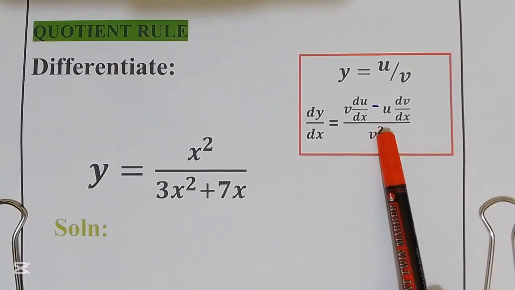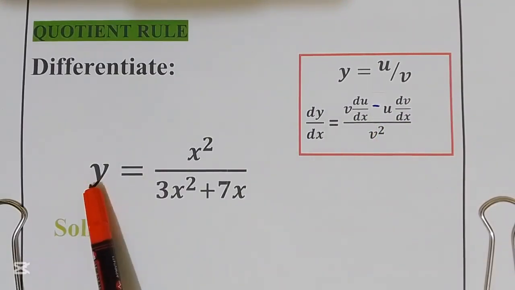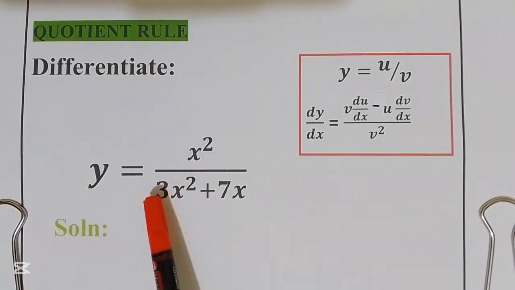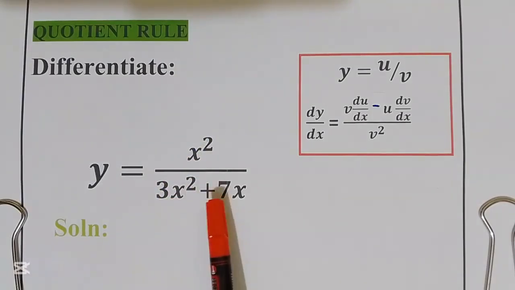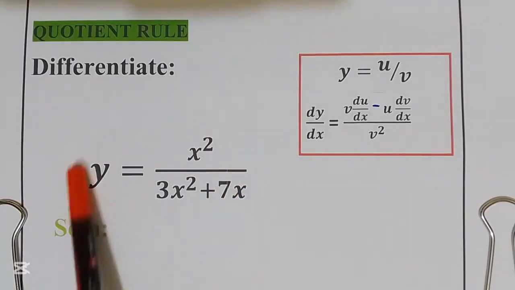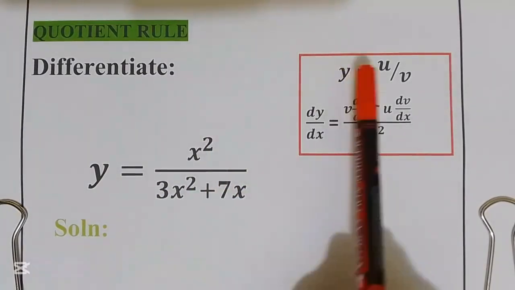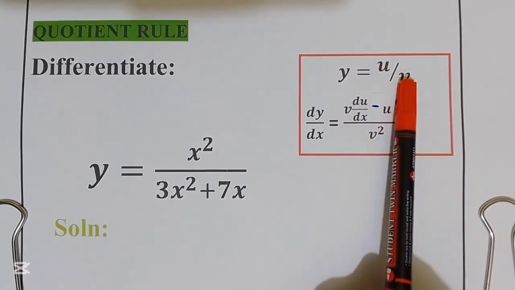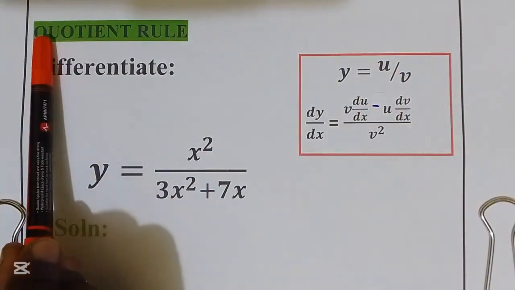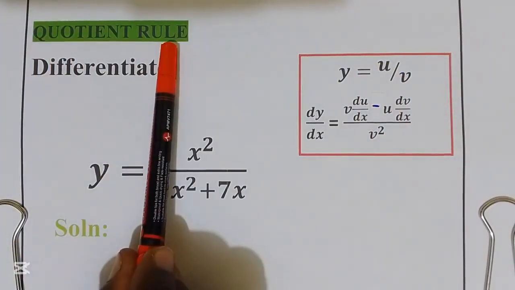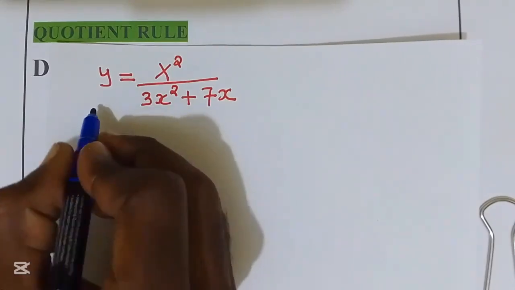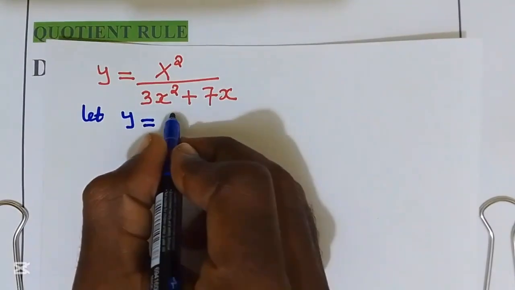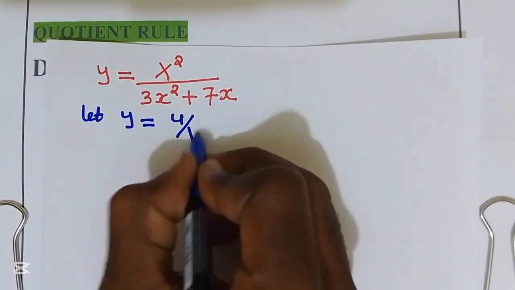Example of such function is this one. y is equal to x square over 3x square plus 7x. This function is in the form of y is equal to u over v. This kind, we use quotient rule. Let us differentiate. Let y is equal to u over v.